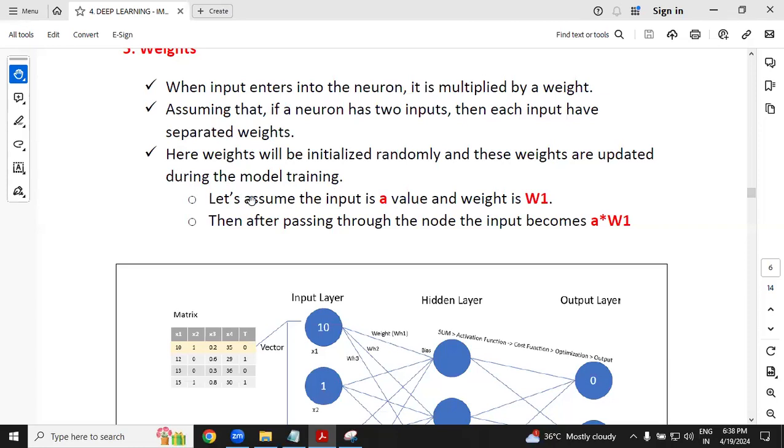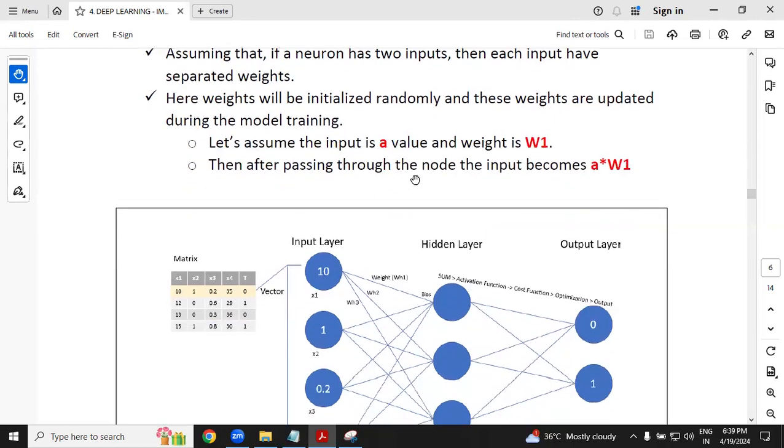That's it. Deep learning, almost 90%, is connected with machine learning. Only the architecture is different. Here, weights are initialized randomly, and these weights are updated during model training. Let's assume the input is A and the weight is W1. Then after passing through the node, also called a neuron, the input becomes A into W1. That is, input multiplied by weight. Did you understand?